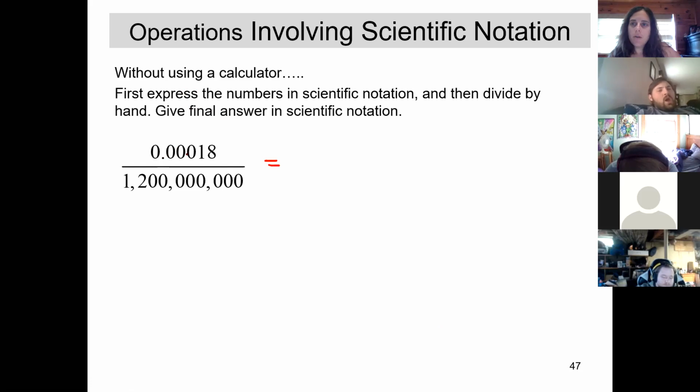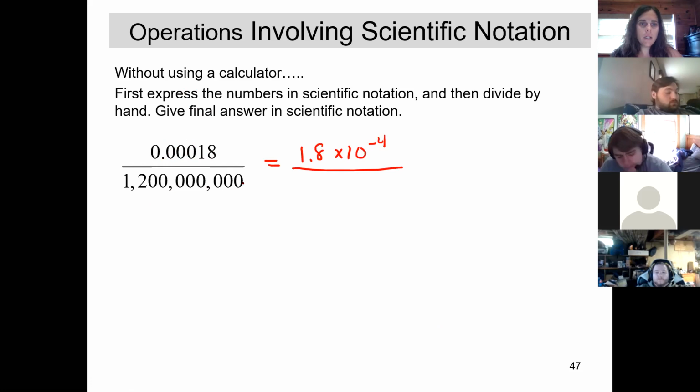So on the top, I'm going to write both of these numbers in scientific notation. Moving the decimal place to the right is going to give me a negative exponent, 1, 2, 3, 4. So I have 1.8 times 10 to the negative 4. My denominator, well, I know I'm going to move it 3, 6, 9. So I have 10 to the 9th, and the number is going to be 1.2.